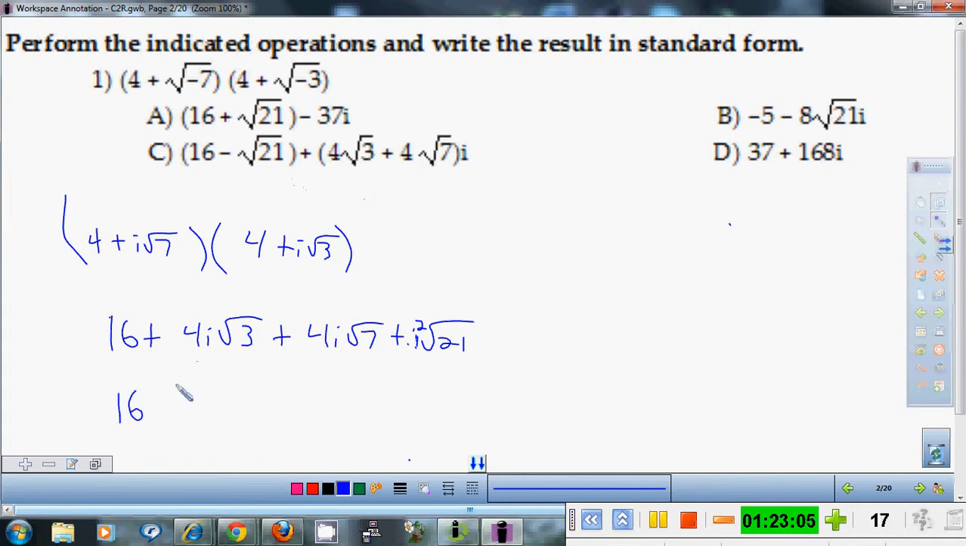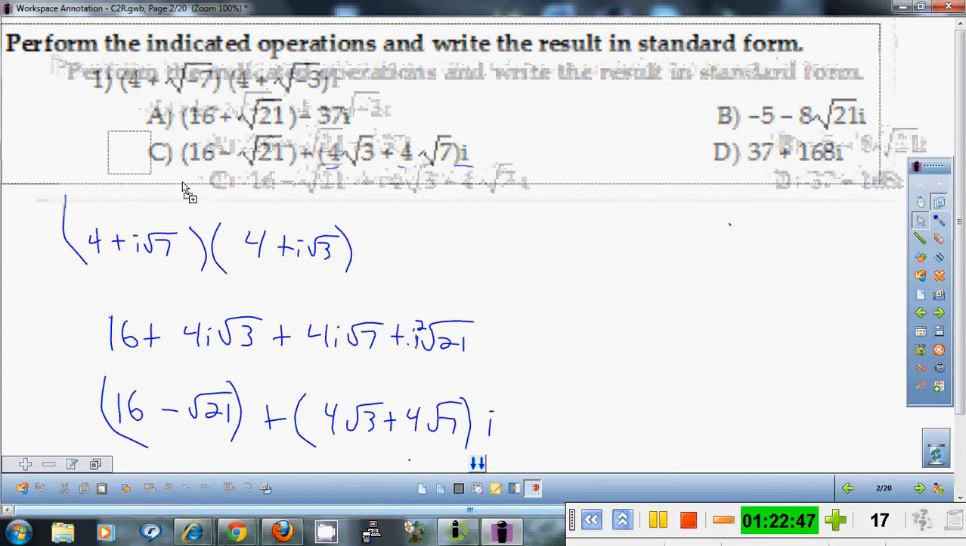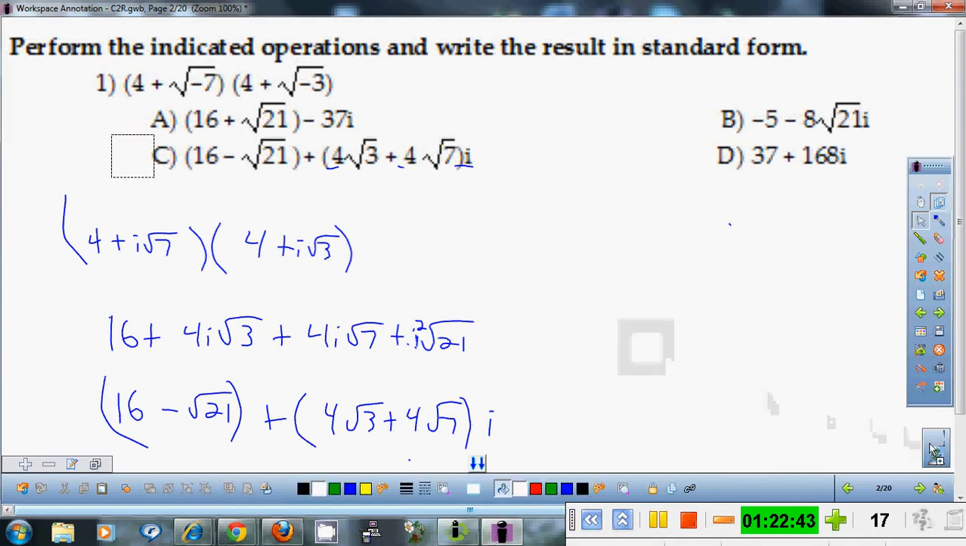Numbers and imaginaries, basically. Very good. Now, I thought it was funny they factored out the i, but not the 4. But whatever. I guess you have to go with whatever they want to do. 4 radical 3 plus 4 radical 7. They took out the i. And very good. Dang it. The answer was C.